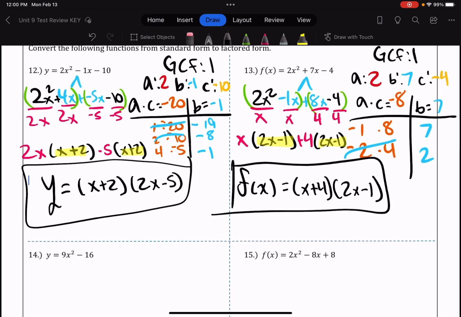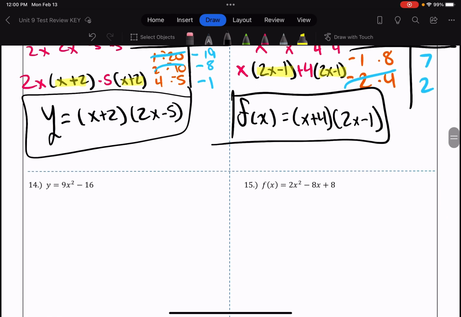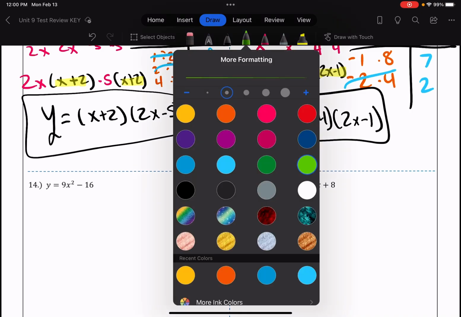All right. Now let's look at problem 14. Problem 14 is a special case. I've got y equals 9x squared minus 16. Well, first off, I don't have a middle term. I'm missing that b term. So since I have subtraction here, I'm going to look to see if this is a special difference of two squares. I don't have a greatest common factor as it is currently, but if I look at 9x squared and 16, both of these are perfect squares.